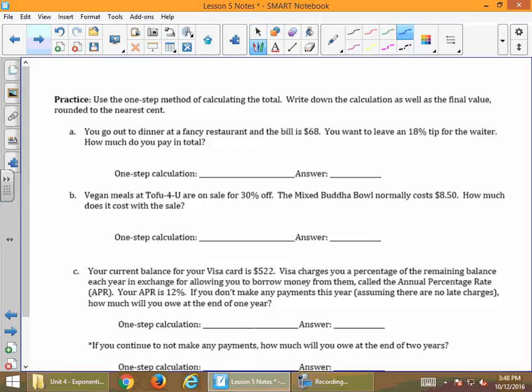Again, for these practice problems, we're going to use the one-step method to calculate the total. So for A, it says you go out to dinner at a fancy restaurant and the bill is $68. You want to leave an 18% tip for the waiter. How much do you pay in total? Well, again, you take your initial amount times 1 plus your percent as a decimal. Divide 18 by 100, or just move that decimal point over 2 places. Plug that in your calculator, and you should have gotten around $80.24.